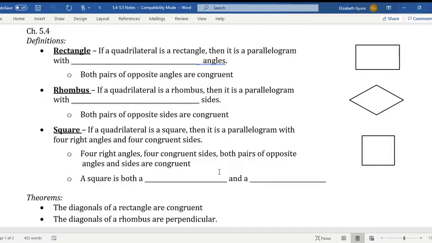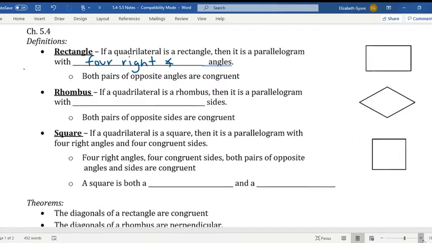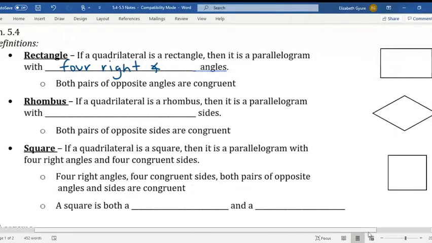So the first special parallelogram that we are going to talk about is a rectangle. If a quadrilateral is a rectangle, then it is a parallelogram with what? Who knows what makes a rectangle, Brock? Yeah, how many of them? 4, yeah, all of them have to be. So it's going to have 4 right angles, or you can put 90-degree angles if you prefer. So if we have a rectangle, we are going to have 4 right angles.